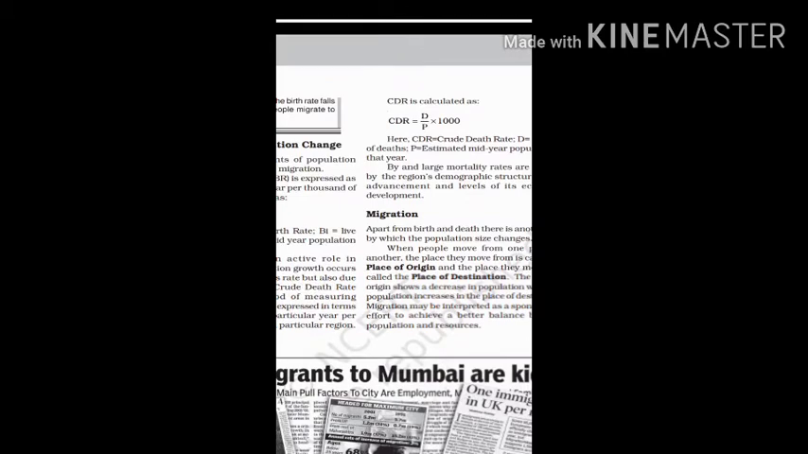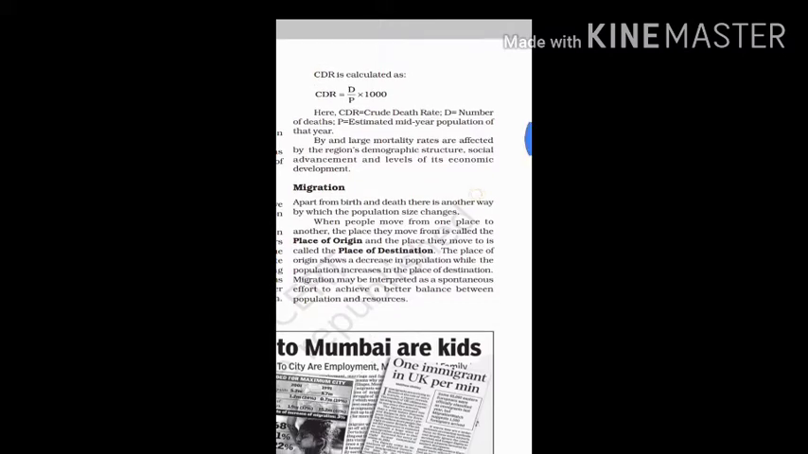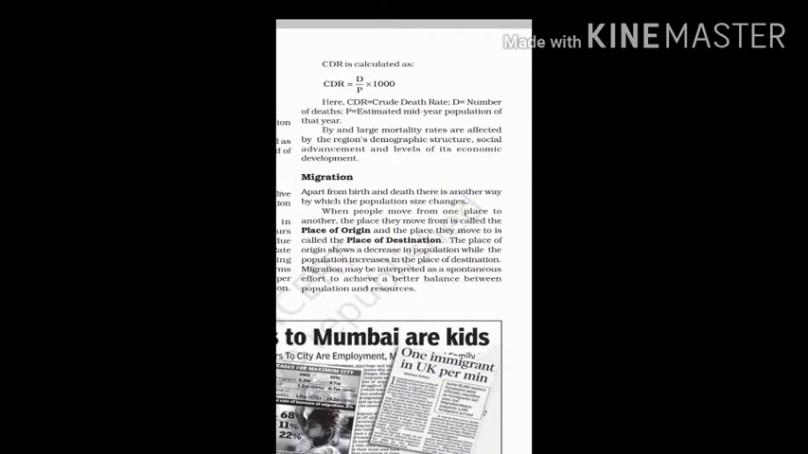Then comes migration. Now, what is migration? Migration means that when people move from one place to another, it is called migration. For example, I am giving you an easy example. Suppose at 8:30 your school starts, so you move from your home to your school at 8:30. That means you migrated from your home to your school. I hope you have understood what is migration.